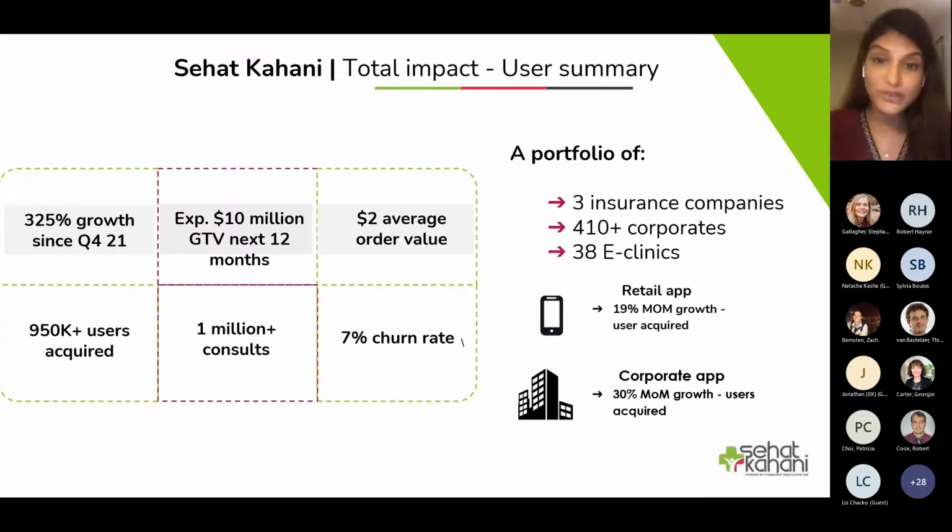Our GTV has grown exponentially in the last 8 months post-COVID, because COVID gave us an opportunity to expand and increase our growth. And we've grown 325% between Q4 last year to Q1 this year. And inshallah, we'll hit a 10 million GTV in the next 12 months. Next slide.